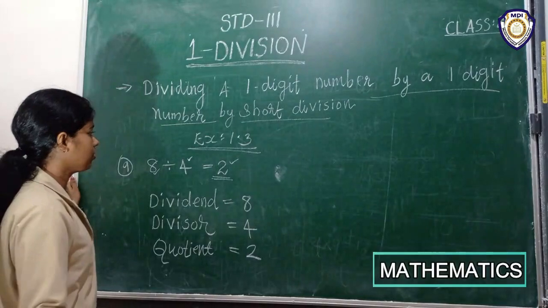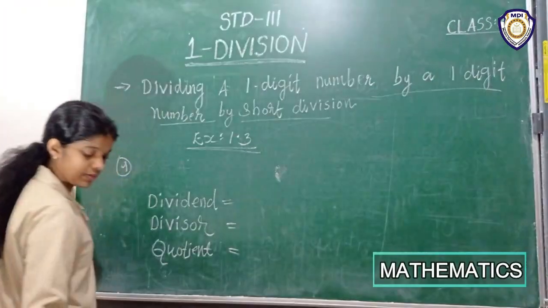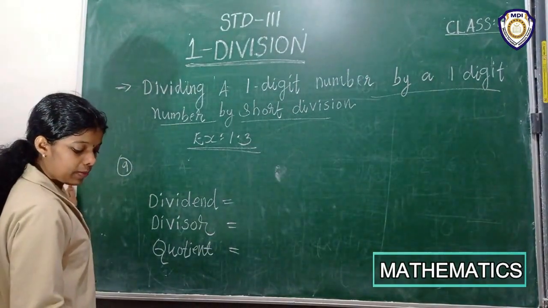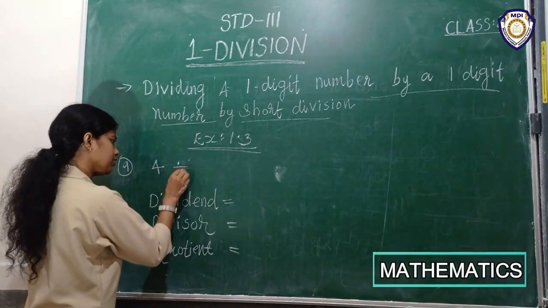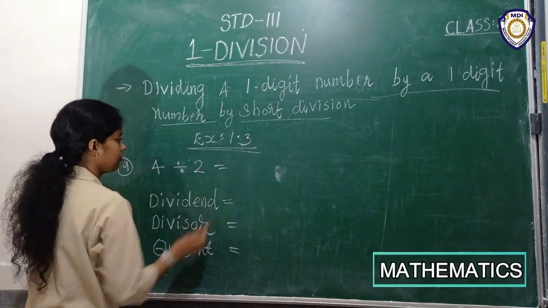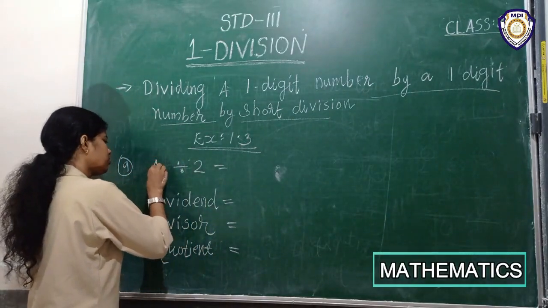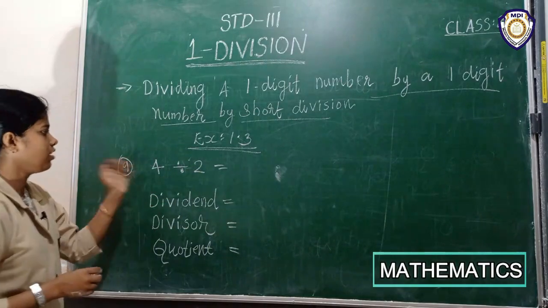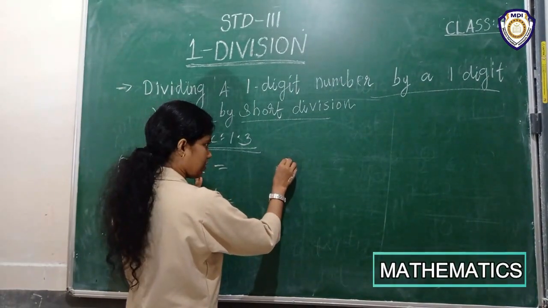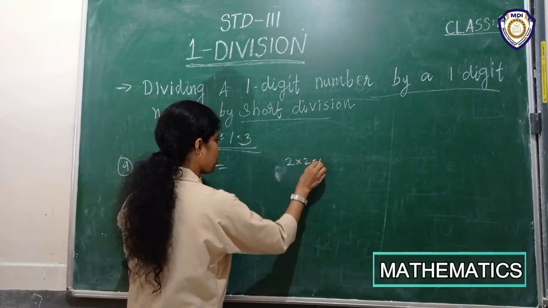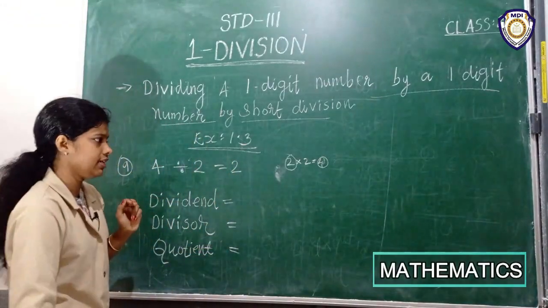Did you finish? Then second one is 4 divided by 2. Answer is how many times 2 in 4? How many times? 1 2 is 2, 2 2s are 4. How many times? 2 times. Write 2 here.